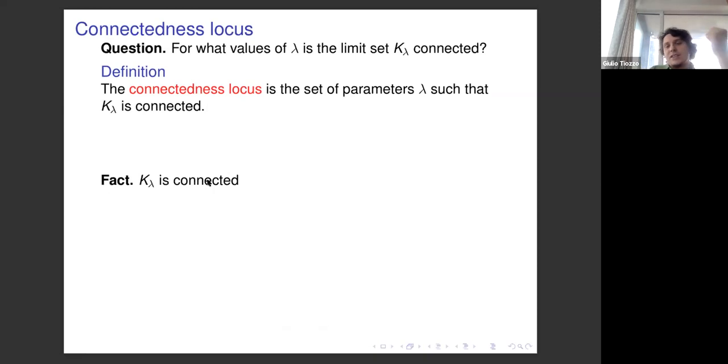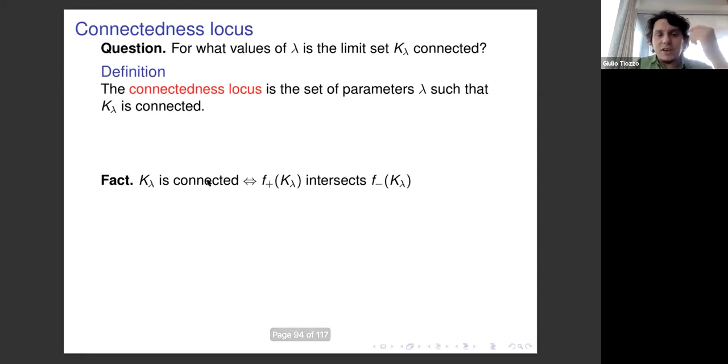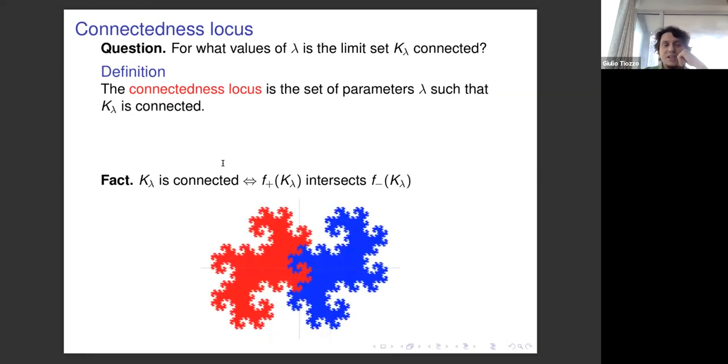And in fact, there's a very nice easy characterization: this limit set is connected if and only if the two parts that the limit set is made of intersect each other. So let's go back to the dragon picture. You see that the dragon picture is connected. It only has one piece.